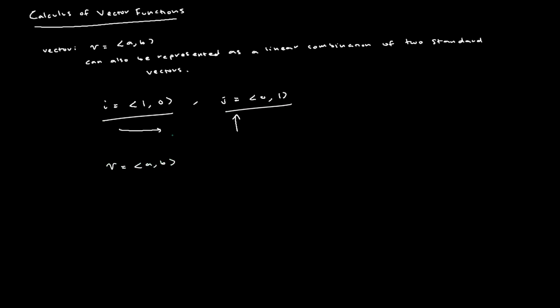And if you notice, you can easily see that that's just writing it as a times this vector i plus b times this vector j. And we use this shorthand form to represent the same thing. So these are two equivalent forms of representing vectors, and usually we're going to be dealing with this form when we're talking about calculus and vectors. So the first thing that we want to talk about is limits and continuity.